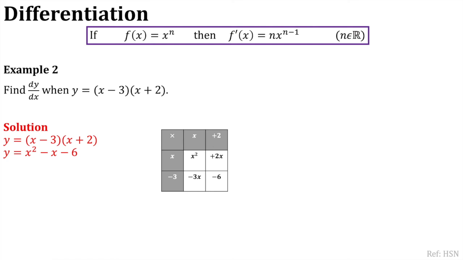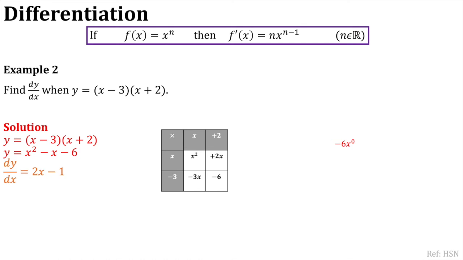Differentiating the first term here, which is x squared, I get 2x, so dy by dx is equal to 2x. Looking at my second term, negative x, that will give me negative 1. And finally this negative 6 here, so remember we discovered a few lessons ago that constants, so numbers on their own, they seem to disappear, so let's have a further look at why that happens.